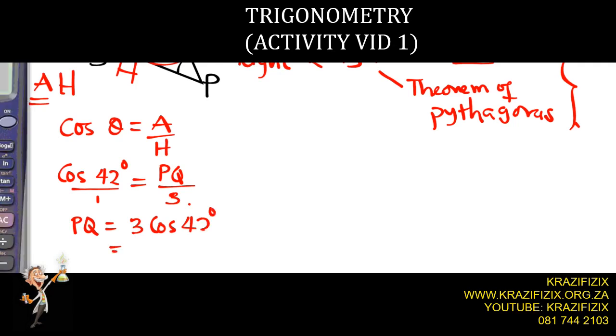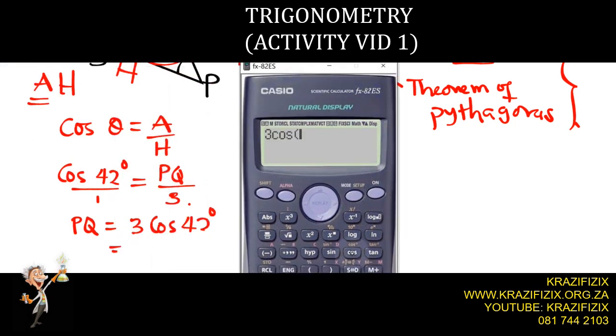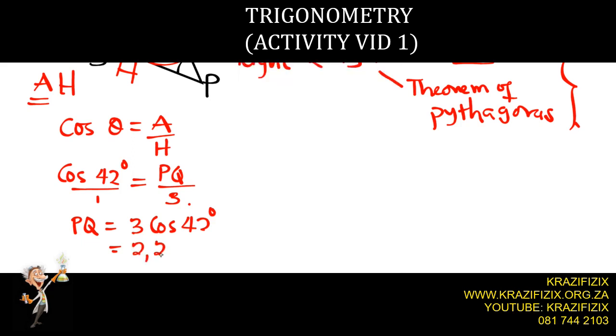And what will your answer be? Here is not a special angle, so we run to our calculator. 2,23. Depending on the instruction, how many decimal places? 2,23 units. And we're done with that question. Let's go for another one.